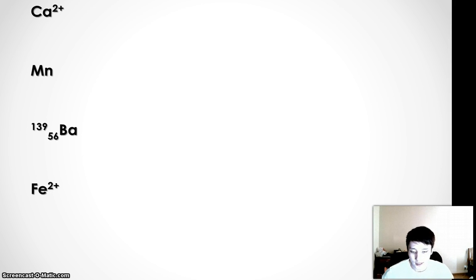Manganese is 25 on the periodic table. Its atomic number is 25, so 25 protons. It's neutral right now, so 25 electrons. And manganese's atomic mass is 55, so the number of neutrons is 30. Okay. Barium, isotope of barium 139, atomic number is 56. It's neutral, so electron number 56, and neutron number would be 139 minus 56, so 83 for the neutrons.